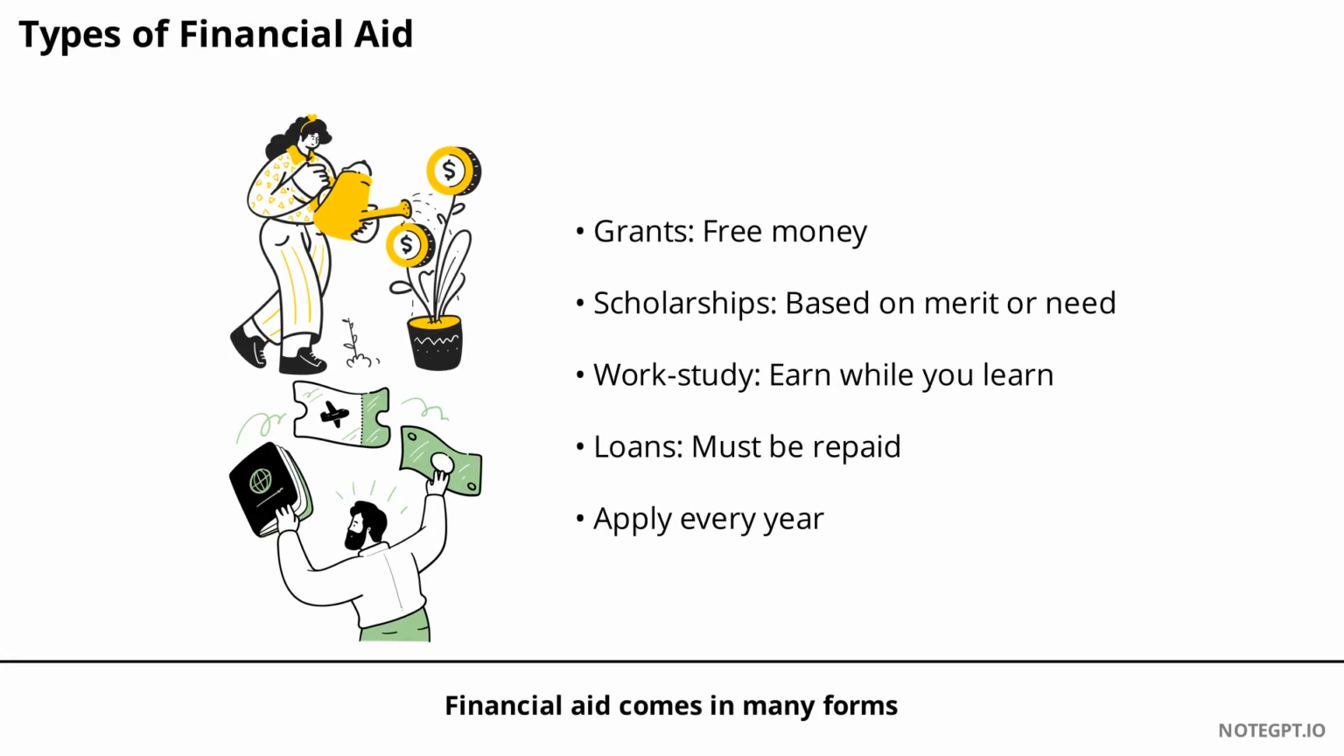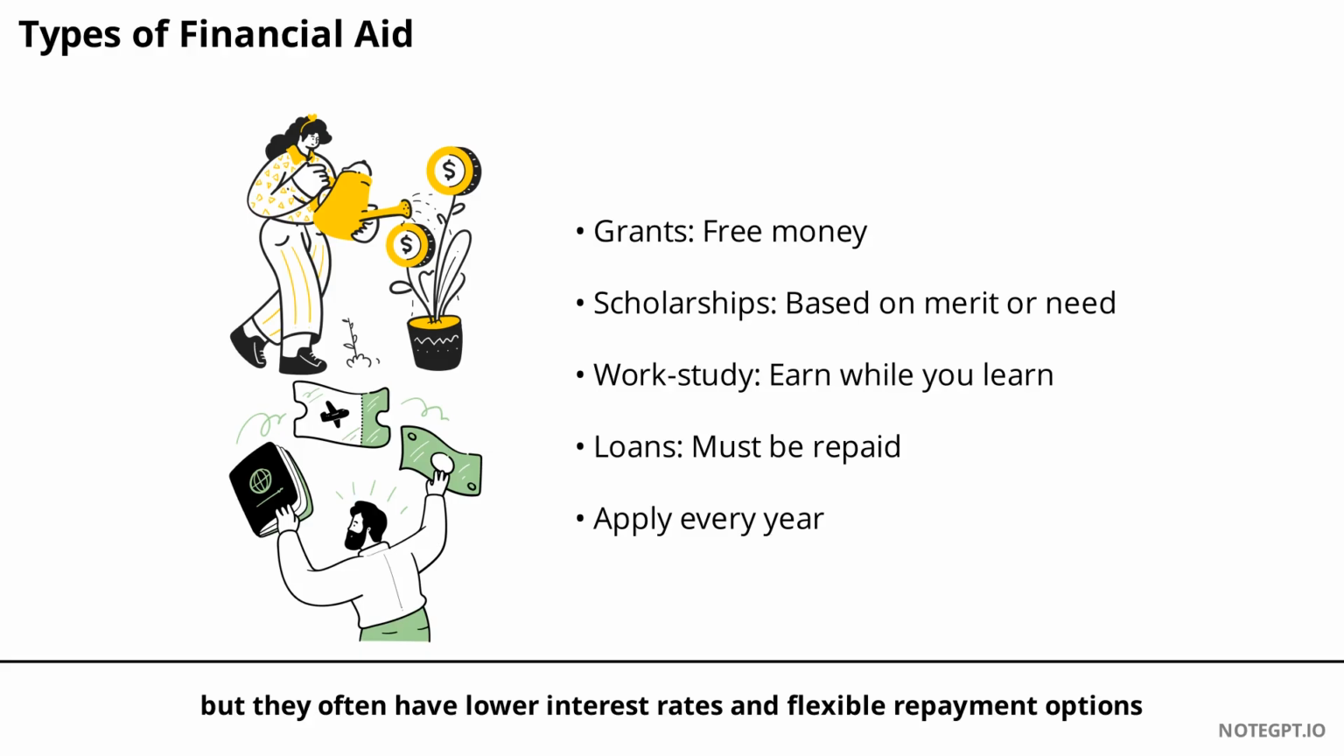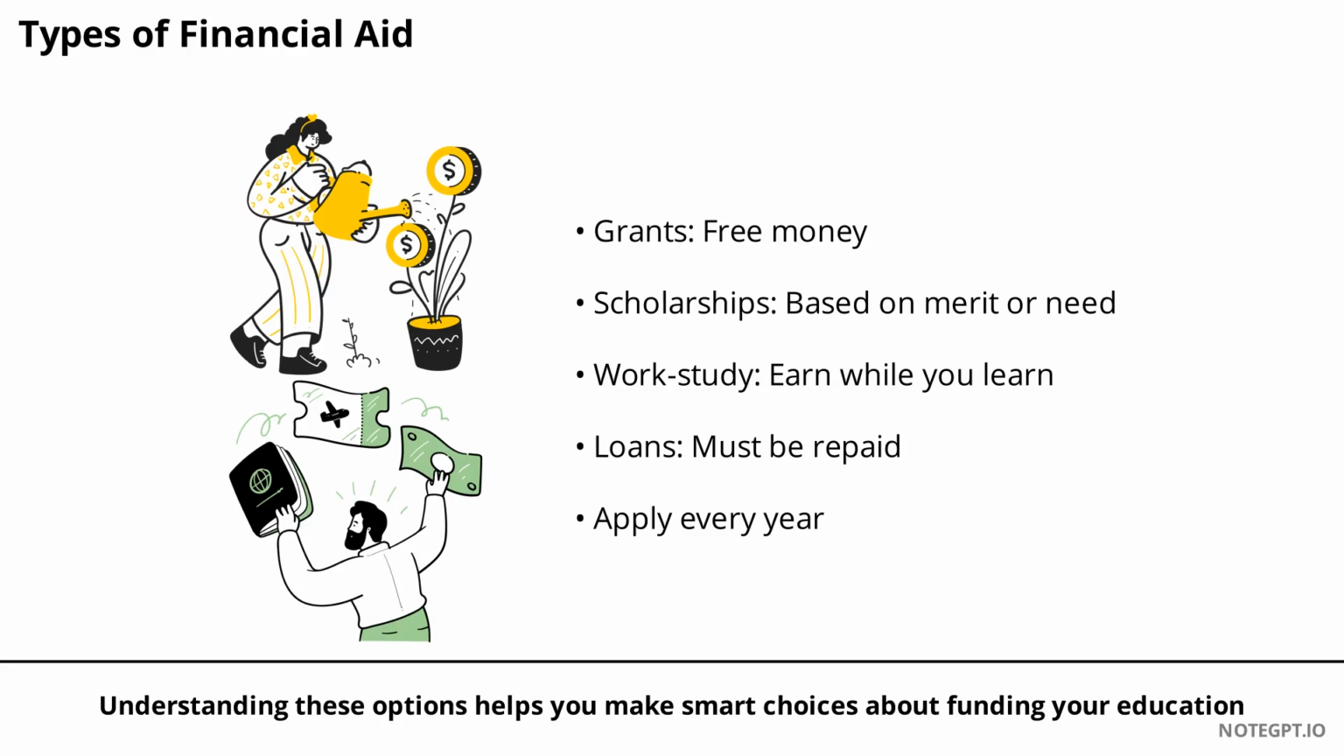Let's get started. Financial aid comes in many forms: grants, scholarships, work-study, and loans. Grants and scholarships are money you don't have to pay back, while work-study lets you earn money through part-time jobs. Student loans must be repaid, but they often have lower interest rates and flexible repayment options. Remember, almost every student qualifies for some type of aid, but you must apply to find out what you're eligible for. Each year, you'll need to submit a new FAFSA to keep receiving assistance. Understanding these options helps you make smart choices about funding your education.